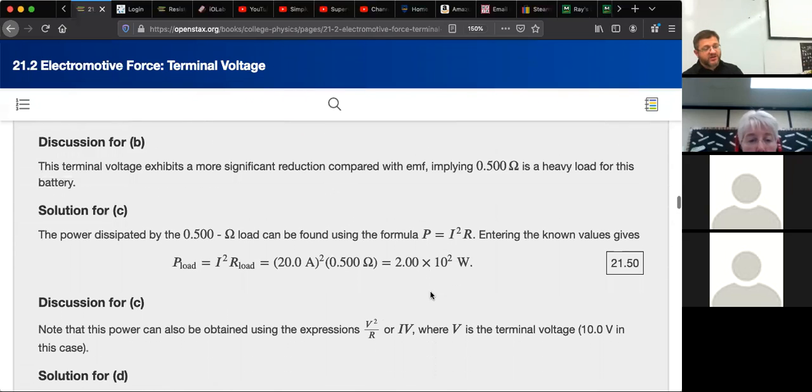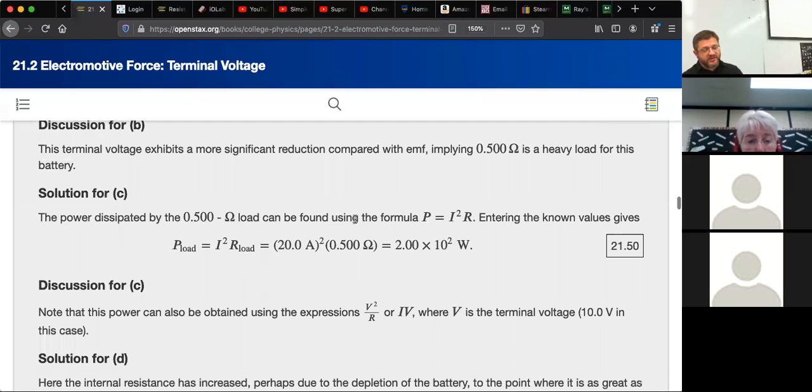Here we calculate the power in these two loads. This is the amount of energy being used up in the circuit every second, essentially: the current squared times the resistive load. So you get 200 watts right there.